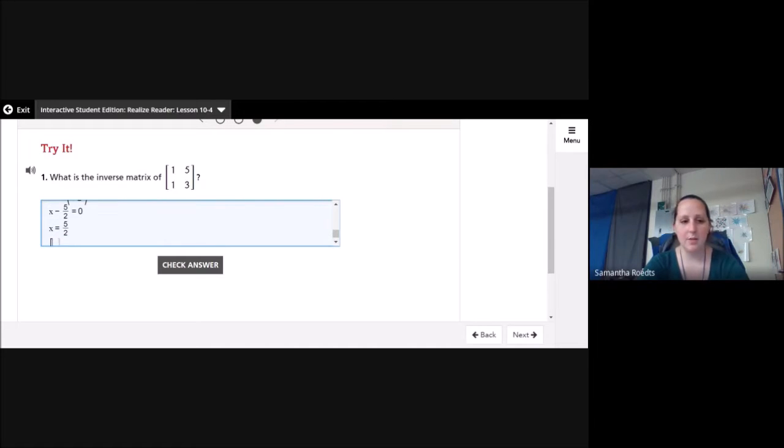Okay. Then I just set up my matrix. So w was negative 3/2. X was 5/2. Y was 1/2. And then z was negative 1/2.